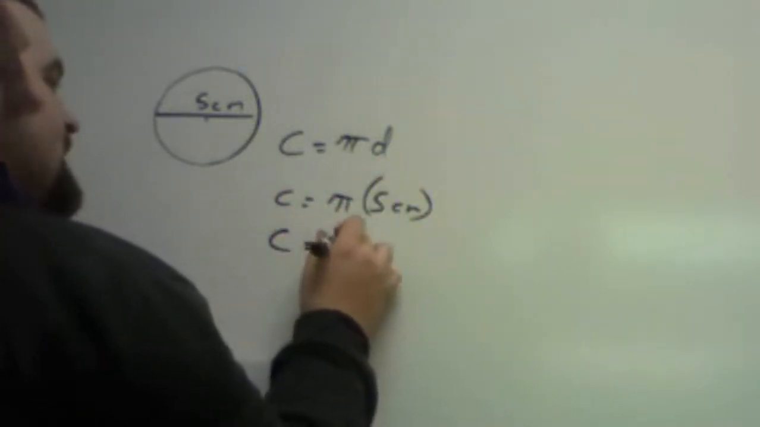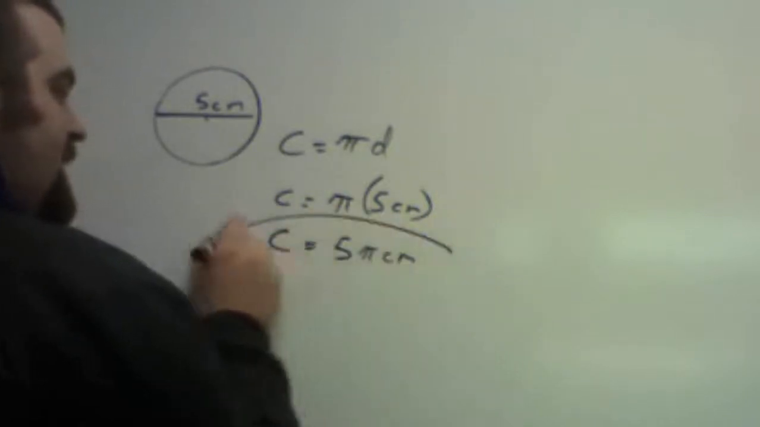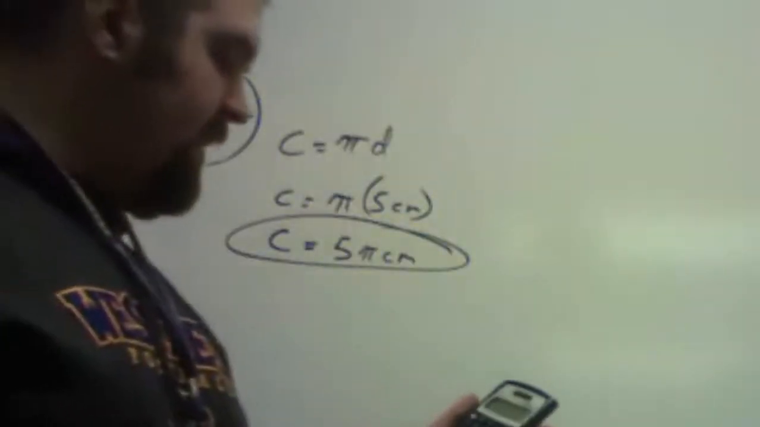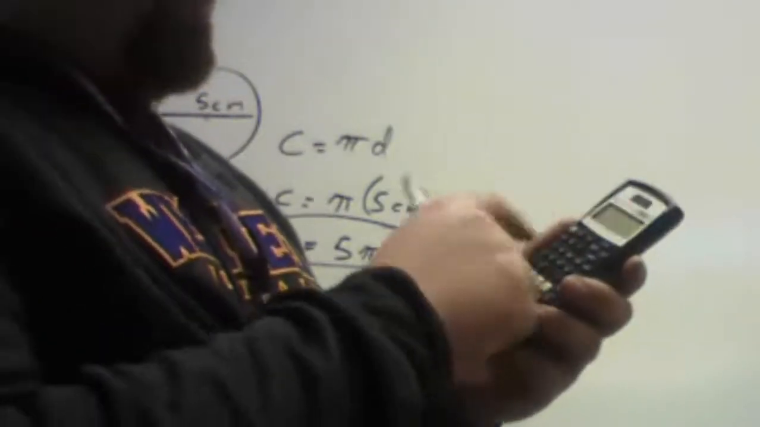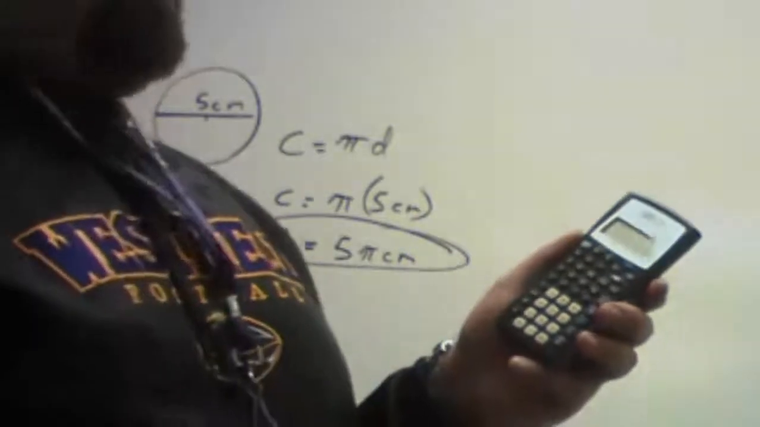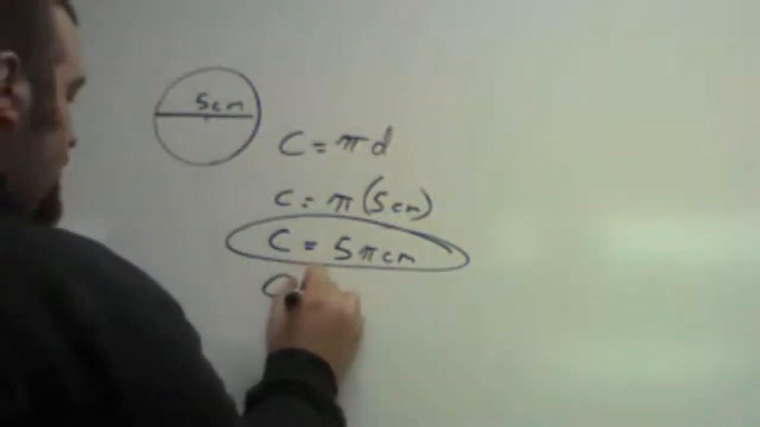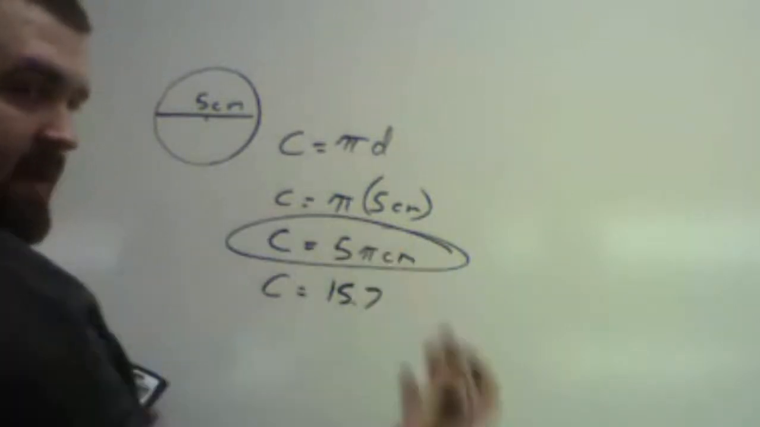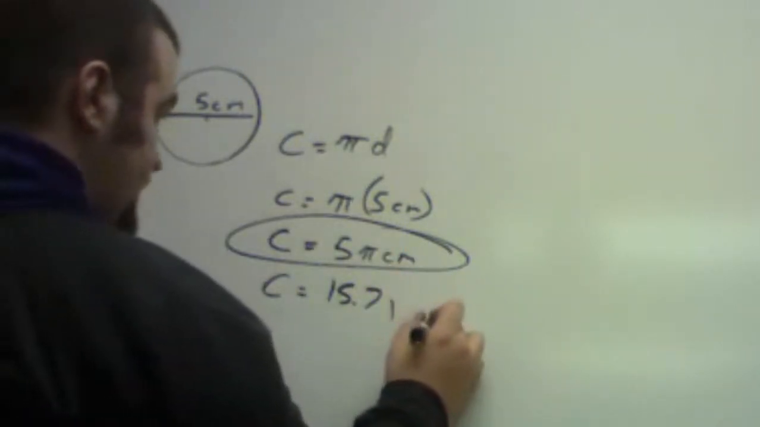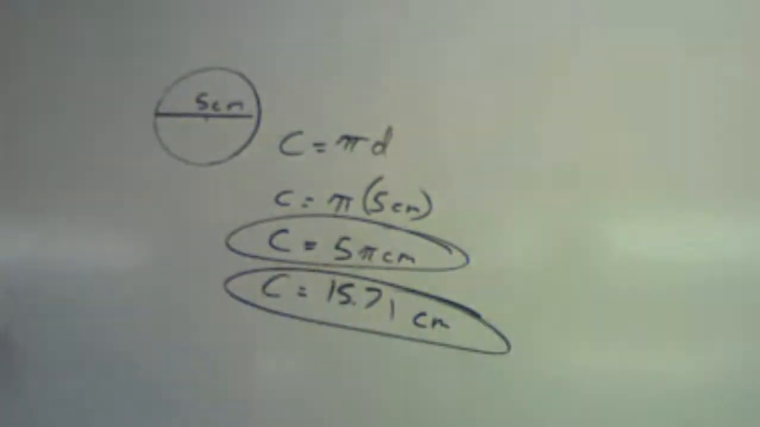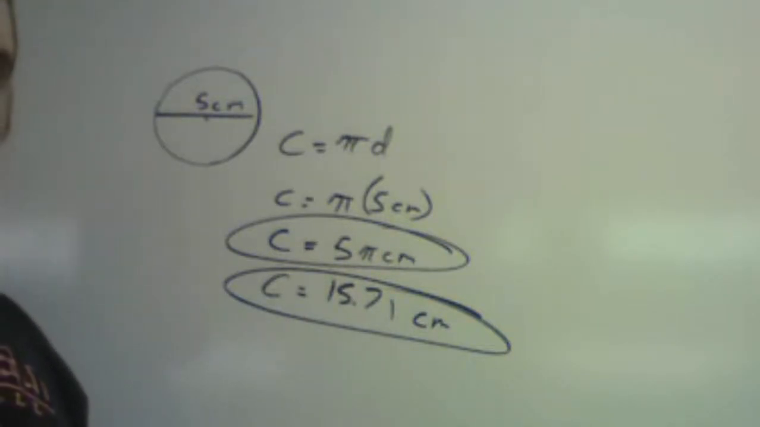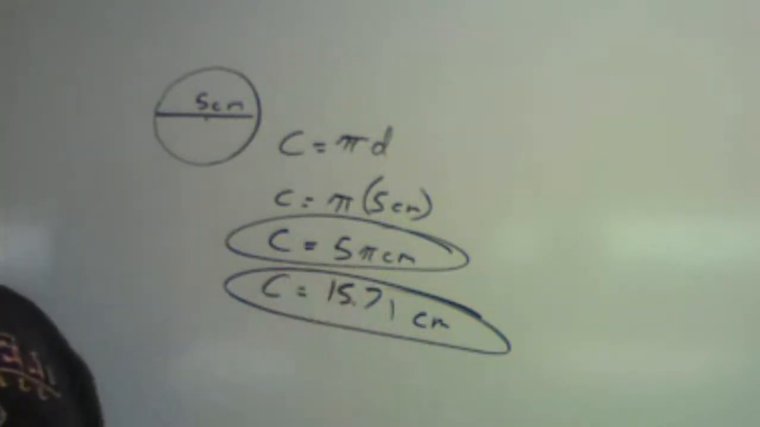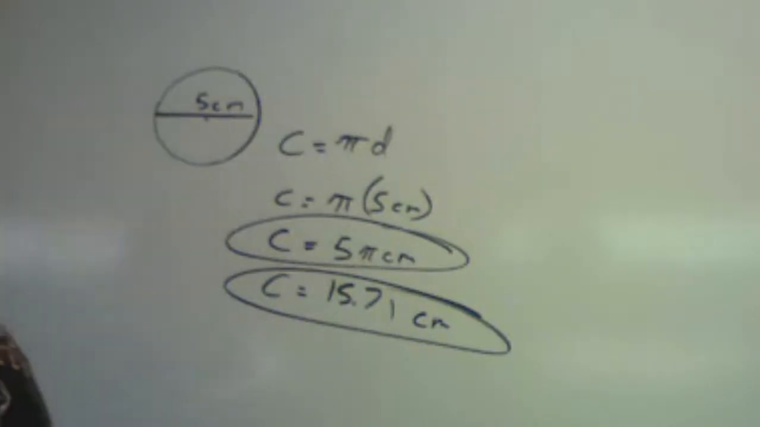Now, if they do not specify, 5 pi centimeters is a good enough answer for me. But if they say round, you have to be able to punch it into your calculator. For us, the pi symbol is right here on the calculator. So in this case, all I'd have to do is 5 pi, enter. And my answer would be C equals 15.7, rounded to the appropriate place. I would do 1 here, centimeters. Either answer works. Listen to the problem. If it doesn't say, I'd prefer 5 pi. If it's a word problem, probably 15.71. Depends on the situation.